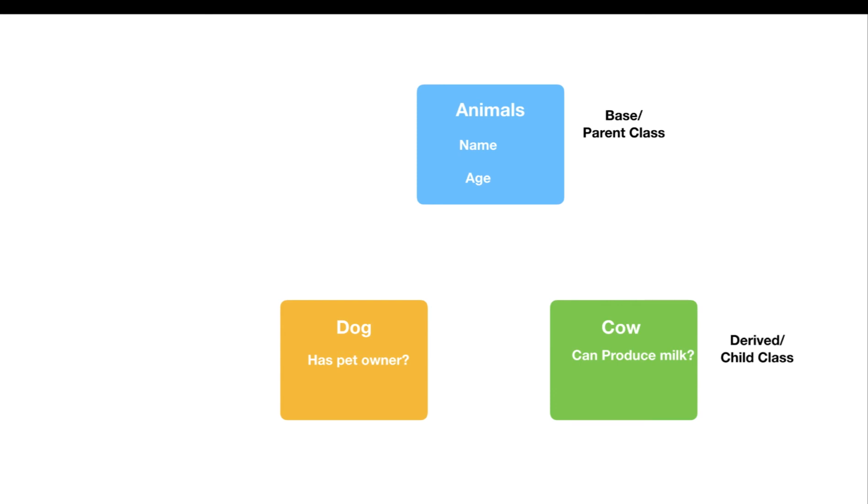This class that we are inheriting from is called a base or parent class, while the classes that inherit from the base class are called child classes or derived classes. So now, having this in picture, we can go into code and try to implement it.